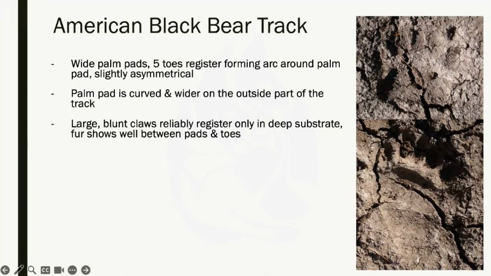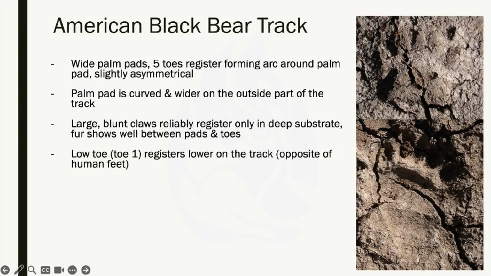Black bears have a lot of fur filled in there. So in certain substrates, you might even be able to see it here. You can actually see little hair marks between them. Okay. Again, I mentioned earlier, they have a low toe. We refer to that as toe one. It's the inside toe. It means it's toward the midline of the animal. So in this case here, these would both be right feet because the low toe is on the inside on the left side. And that's very different from humans.